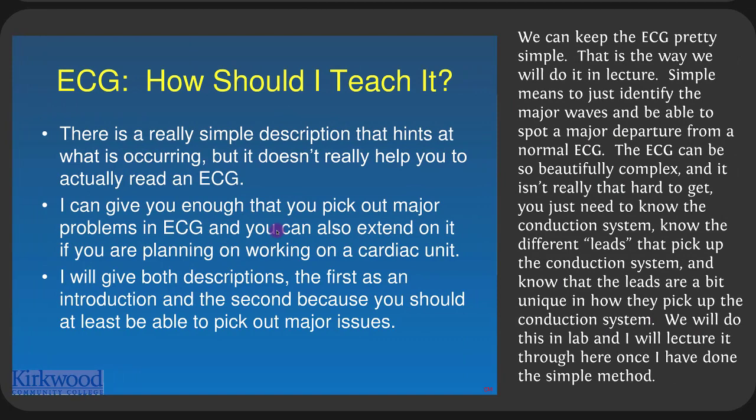We can keep the ECG pretty simple. That's the way we're going to do it in lecture. Simple means to just identify the major waves and be able to spot a major departure from a normal EKG, so abnormal P waves or abnormal QRSs or too many P waves. The EKG can be so beautifully complex, and it isn't really that hard to get. You just need to know three pieces of the puzzle.